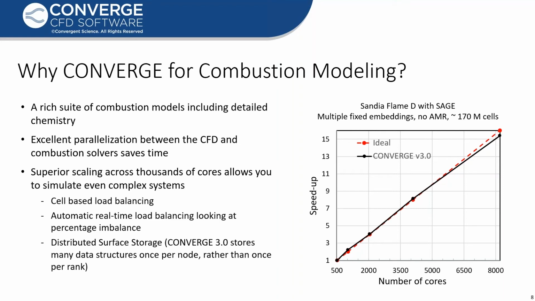You can see on the right-hand side, this figure shows a combustion in a burner simulation. If you're familiar with Sandia Flame D, it's a widely available combustion case from Sandia National Labs. In this simulation, we have 170 million cells, with no AMR, or adaptive mesh refinement, being used, but you can see up to about 8,000 cores, it scales near perfectly.